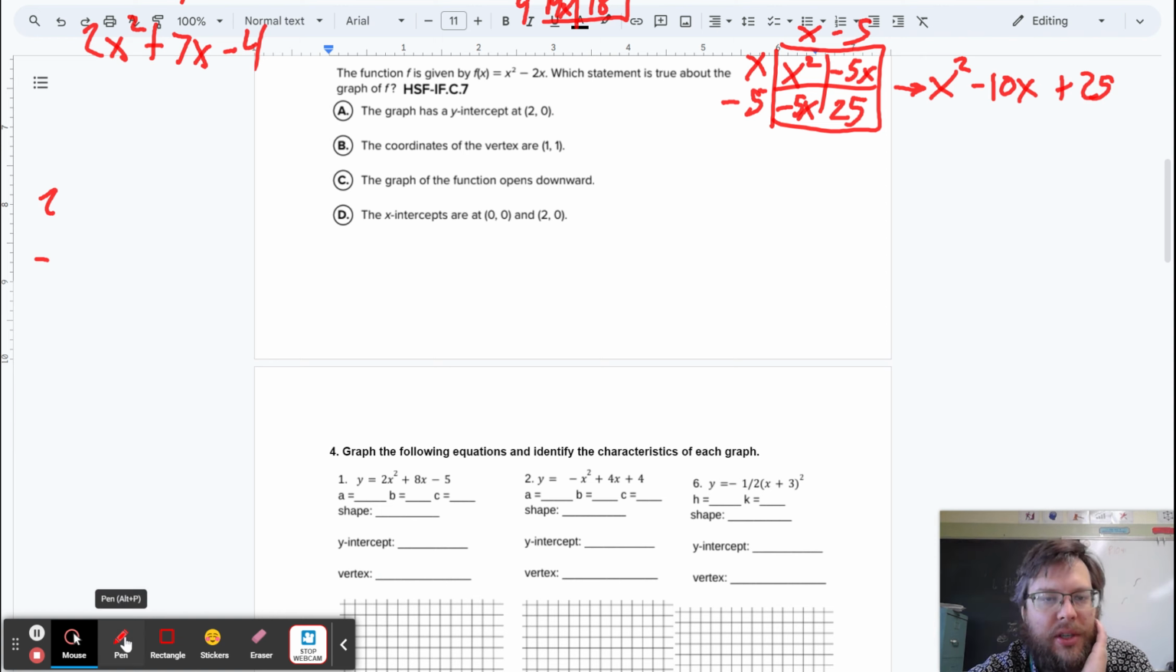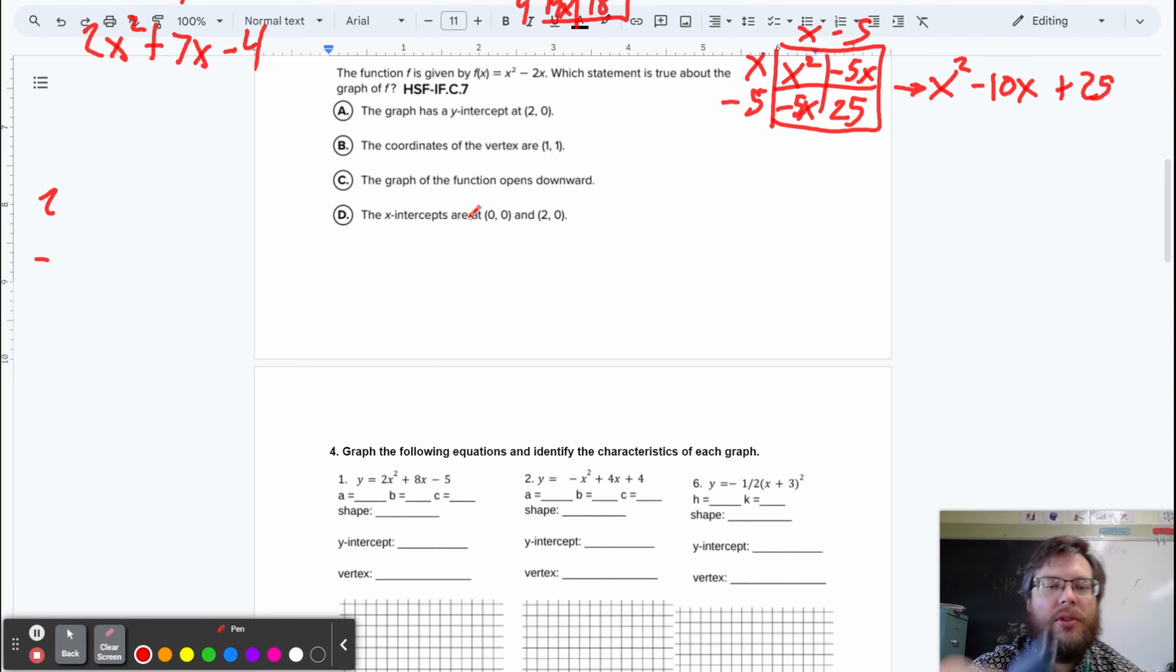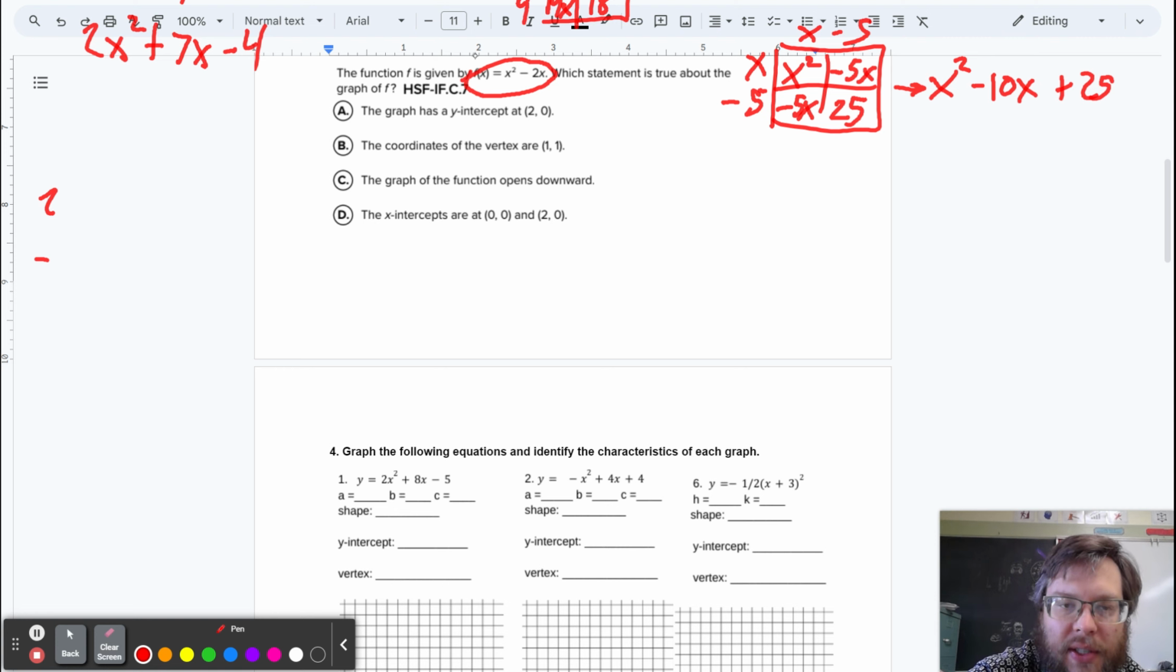Okay. The function f is given by x squared minus 2x. If I look at x squared minus 2x, let's see. Does it have a y-intercept at 2, comma 0? No, it does not. Y-intercepts always have x equals 0. The coordinates of the vertex are at 1, comma 1. I don't know, that might be true.